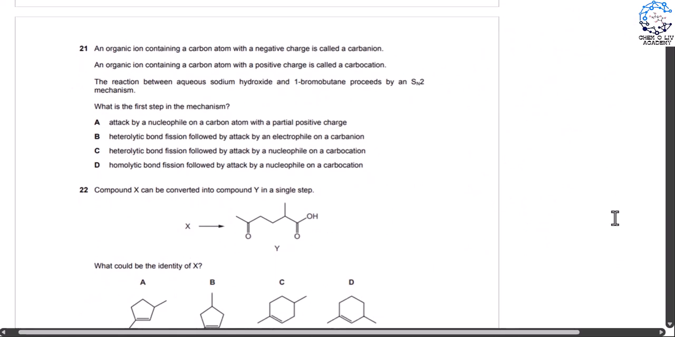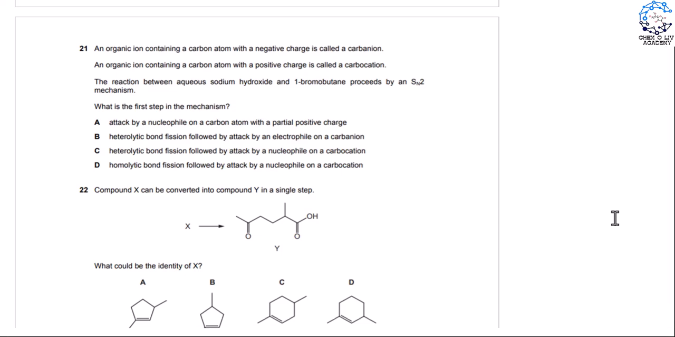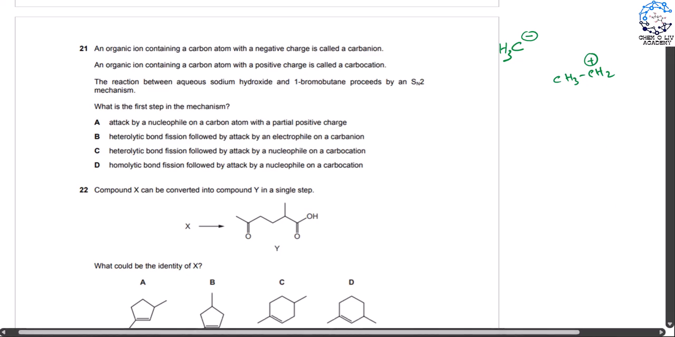An organic ion containing a carbon atom with a negative charge is called a carbanion. Okay, so carbanion means a carbon atom will have a negative charge. For example, CH3 minus. Okay, this is a carbanion. An organic ion containing a carbon atom with a positive charge, for example CH3CH2 plus. Okay, so this is called a carbocation, and the other is a carbanion.